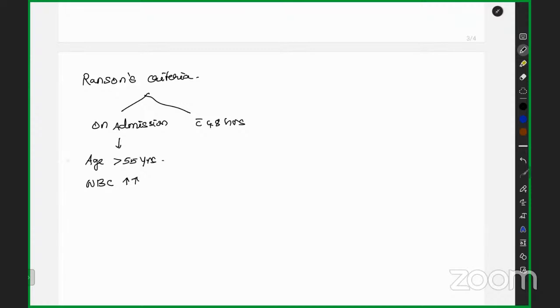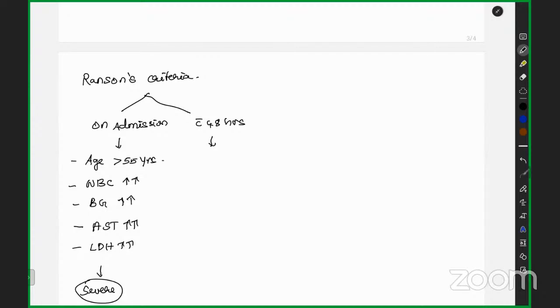Remember like that. And then the third one is when the blood glucose level is very high, that is more than 200 mg per deciliter. Then I'm going to have an increase in the AST level and an increase in the LDH level. So LDH is more than 350 and AST more than 250. So WBC more than 16,000, age more than 55, glucose more than 200, AST more than 250 international units per liter, and LDH more than 350 international units per liter. So this is going to tell me that my patient is severe.